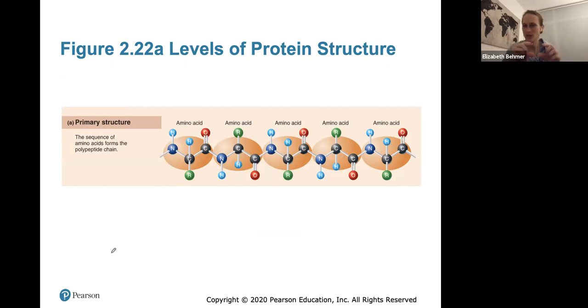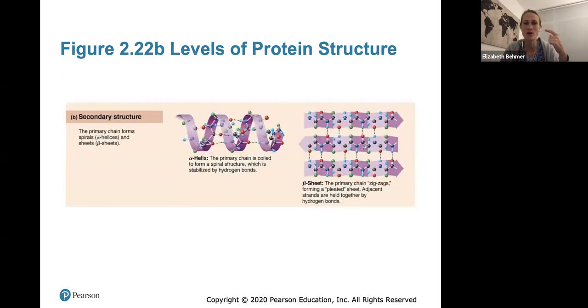Again, the primary structure of proteins is just the sequence of amino acids, like 1, 2, 3, 4, 5 in order. These linear lines of amino acids will then go on to form a secondary structure. So this line of amino acids might start to curve in an alpha helix, or it might start to bend in a beta sheet, like an accordion, but we're not done yet.